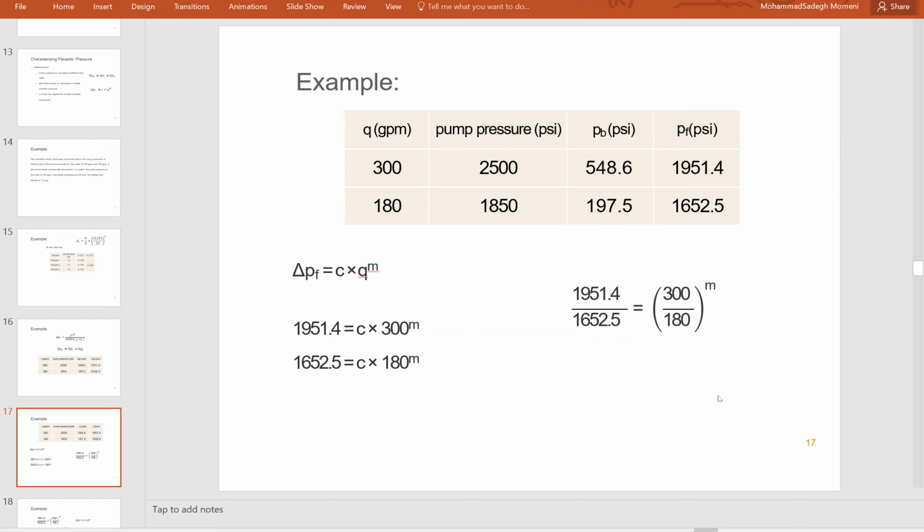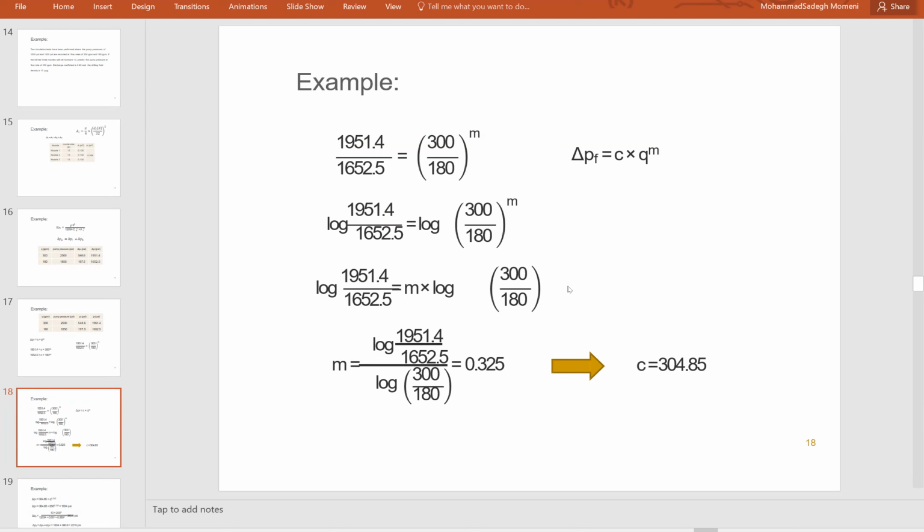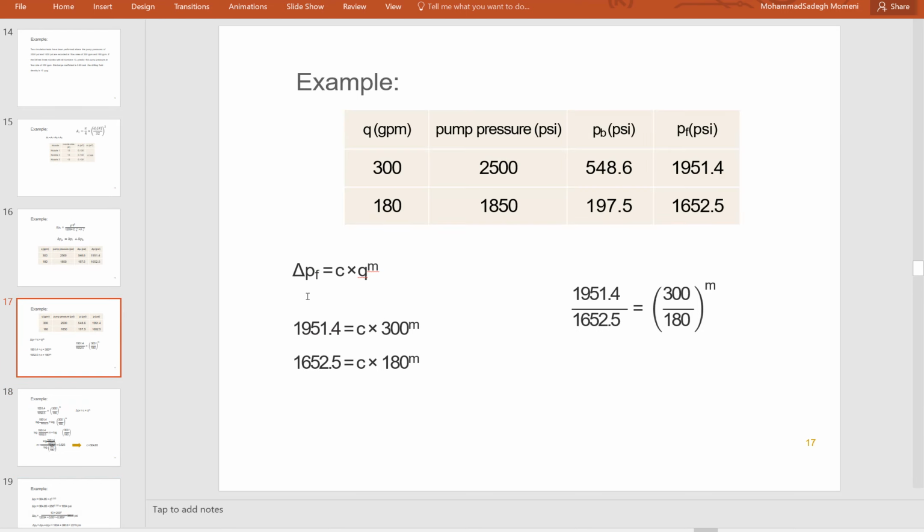So because I have 2 flow rates and 2 delta PF values, I would be able to substitute them into this equation and find C and M. If I divide them together, I can cancel the 2C, and by getting one logarithm I will be able to find M. And if I find M, I just need to substitute it into one of these 2 equations to find C. There's nothing fancy about it.